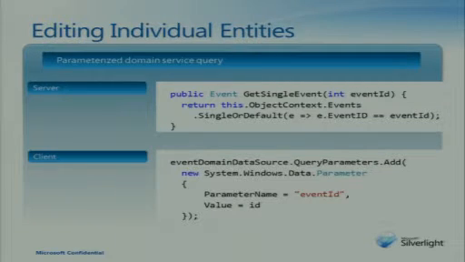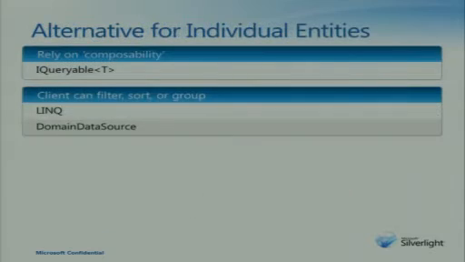One approach to this is to write a custom method on your service, and this could be true whether it's a WCF service or a RIA service as we're using in this example. And you could just pass in the ID of the event you're interested in and get back the data that way. And the client simply needs to make sure it configures the query appropriately. But there's other ways we could do this, particularly if we're using WCF RIA Services.